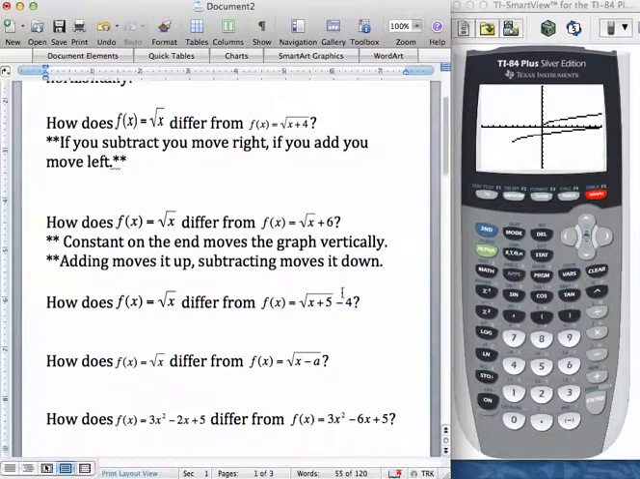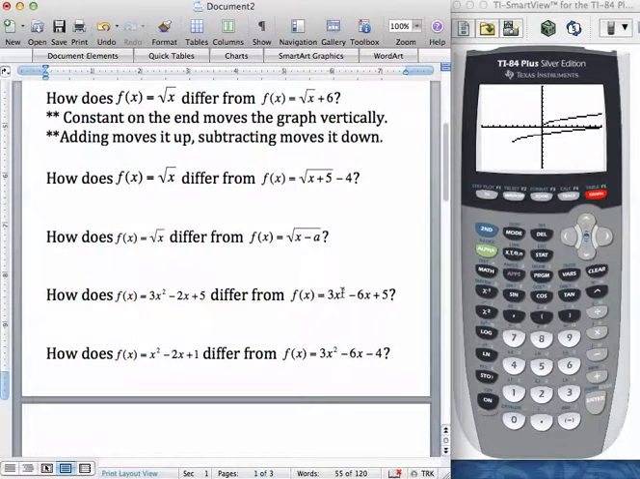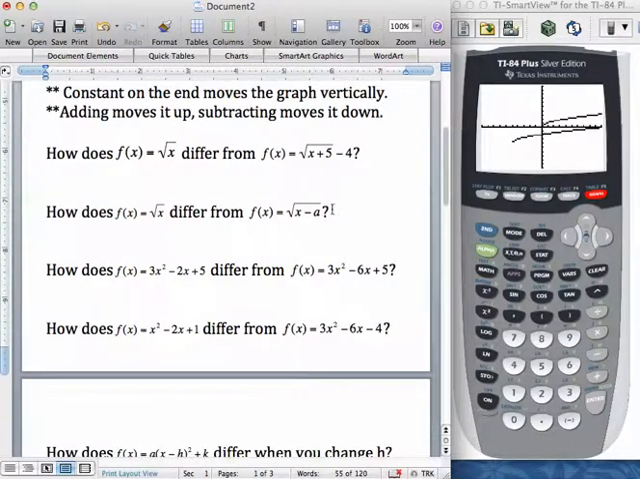But you're going to say, well, what if they didn't give me anything? What if they just gave me letters? Which you'll see from time to time, especially on AP tests, dual credit, those kinds of things. What I want you to do is just experiment. For example, how does f of x, the square root of x, differ from the square root of x minus a? So basically, how does a change it?